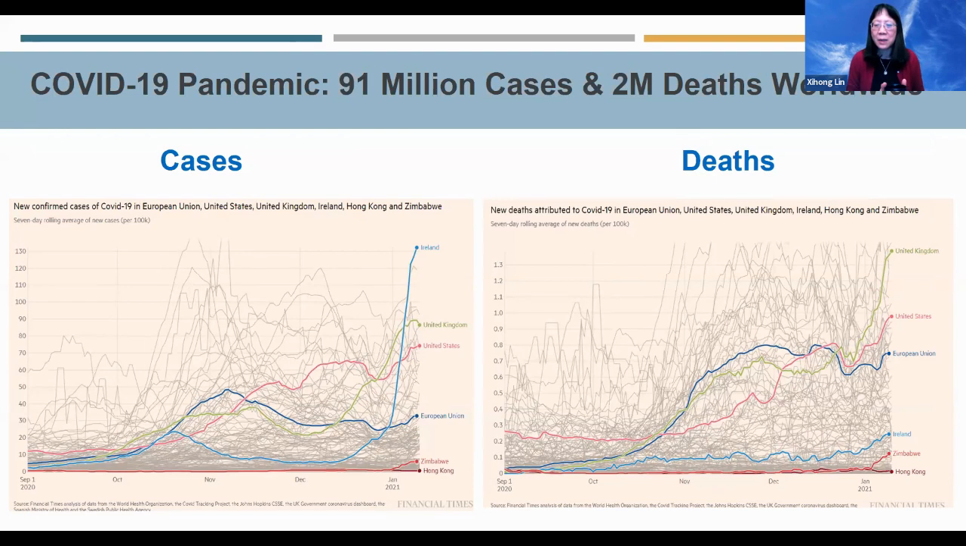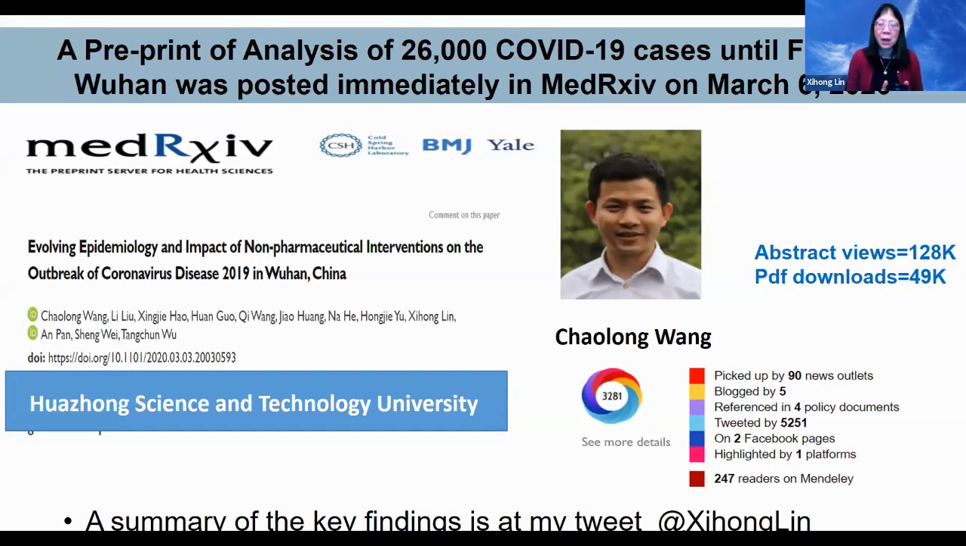On the right is the number of deaths, and you can see the pattern is pretty similar to the left. I started working on COVID-19 research mainly by coincidence. My former postdoc, Chao Long Wang, after he finished his postdoc at Harvard, went to Singapore for a few years, and then went back to China and joined the Huazhong University of Science and Technology School of Public Health as a professor. In mid-February, because Wuhan was the epicenter, I sent him a message asking how he and his family were doing.